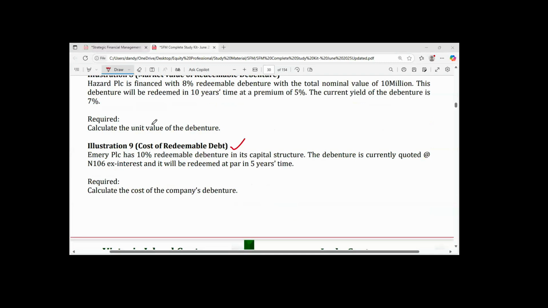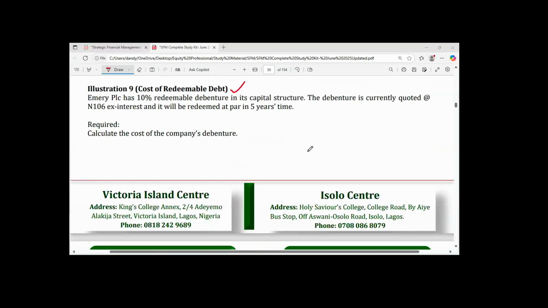Every PLC has 10% redeemable debenture in its capital structure. The debenture is currently quoted at 106 naira ex-interest, and it will be redeemed at par in 5 years' time. Required, calculate the cost of the company's debenture. Yes, that is the question. You have to calculate the cost of the company's debenture.